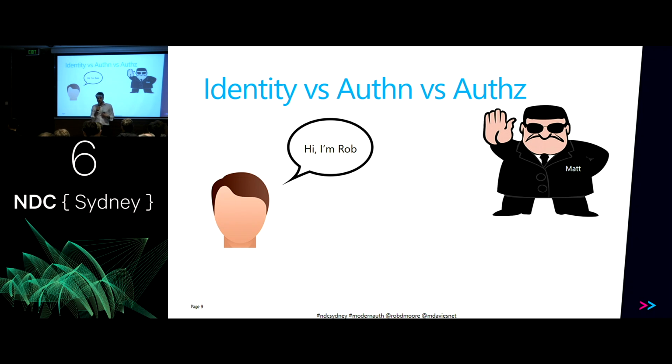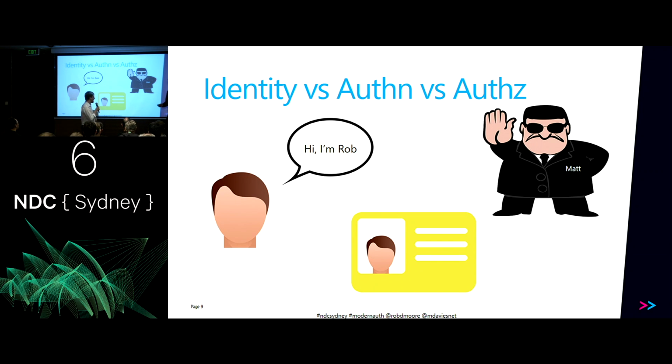That's my identity. Now, I could say anything I want to him. I could say, hi, I'm Jim, or Bob, or whatever. He's not going to know that I am, in fact, Rob until I prove myself, until I authenticate myself. In this instance, that means I give him my driver's license. At that point, I've authenticated myself. He knows I am now Rob. I've proven my identity. Now, he's still not going to let me in because he needs to authorize me to make sure that I'm allowed to come in.